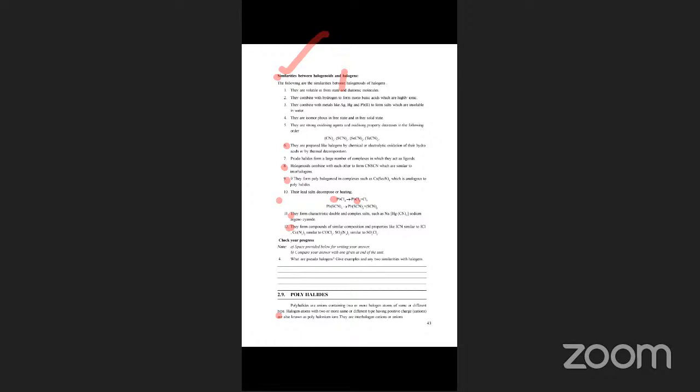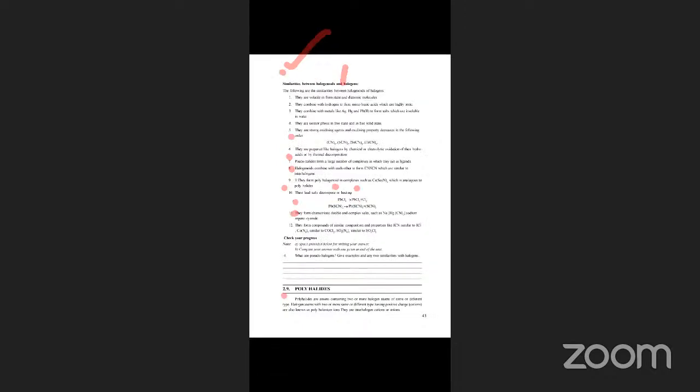Halogen atoms with two or more, same or different type, having positive charge, are cations also known as polyhalonium ions. The name ends with IUM, that is a cation, like hydronium cation, hydrazonium cation, and ammonium cation, NH4 plus. These are interhalogen cations and anions.